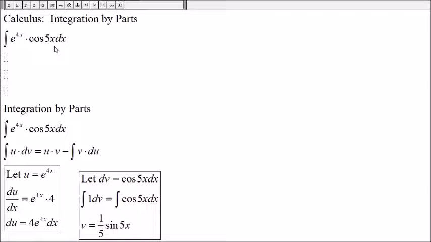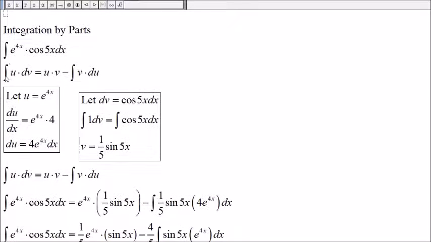Here we want to use integration by parts and find the integral of e to the 4x times cosine of 5x. So we choose to let u be e to the 4x and then the rest be dv.